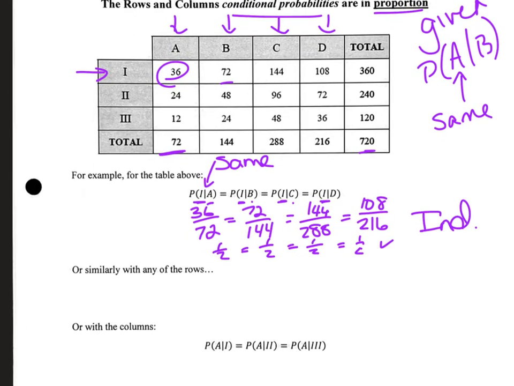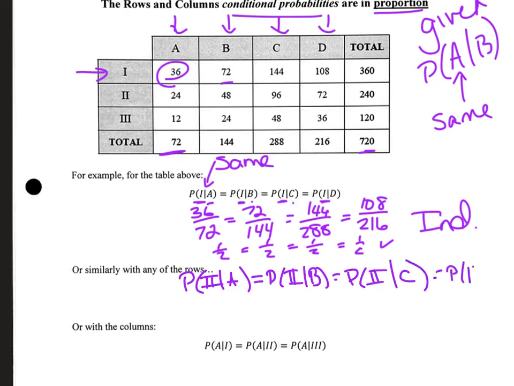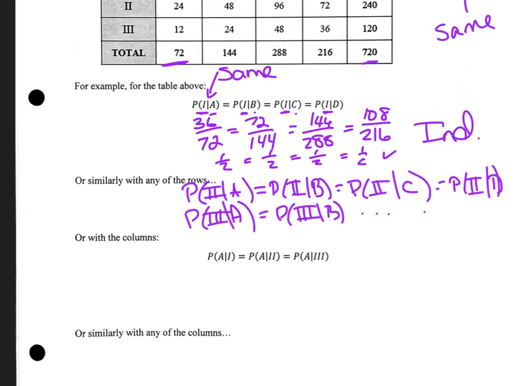So let me show you another row. Another row would look like the probability of 2 given A is equal to the probability of 2 given B is equal to the probability of 2 given C is equal to the probability of 2 given D. You can do the same thing with 3: 3 given A, 3 given B, and hopefully you understand what the other two would be.